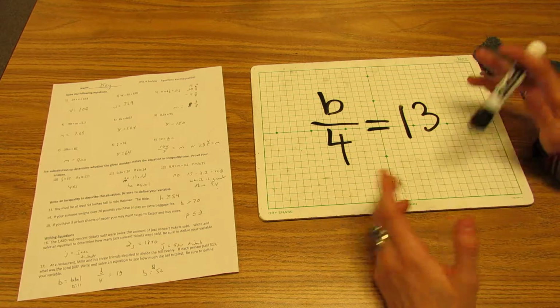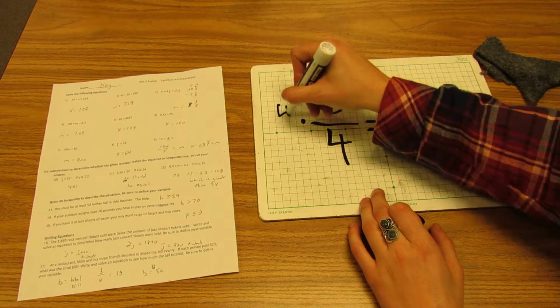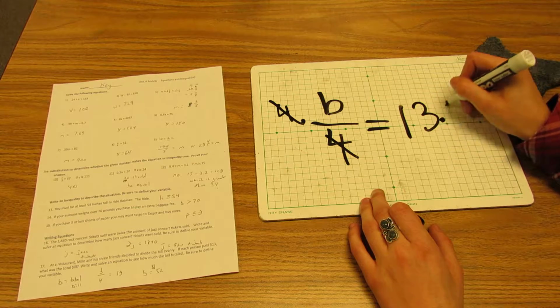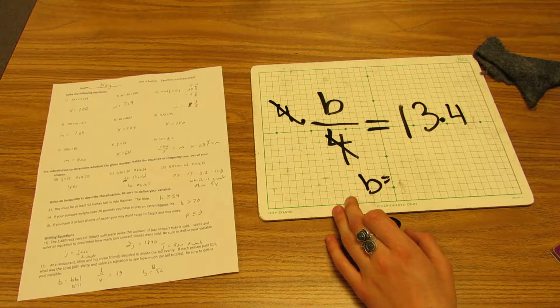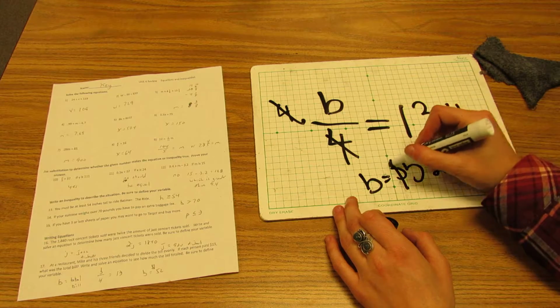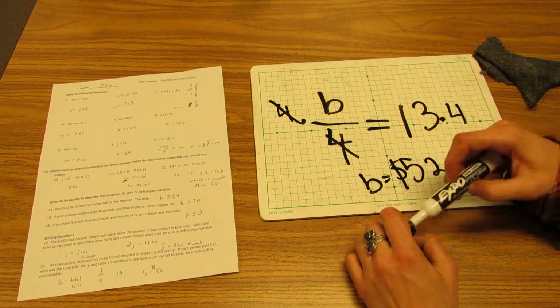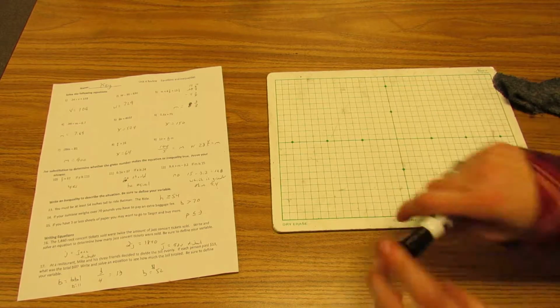So if you wanted to solve this, you would actually multiply by 4 on each side. And you would get B is equal to $52. So their total bill would have been $52. 52 divided by 4 is 13. Okay, so I'm going to go ahead and flip that over.